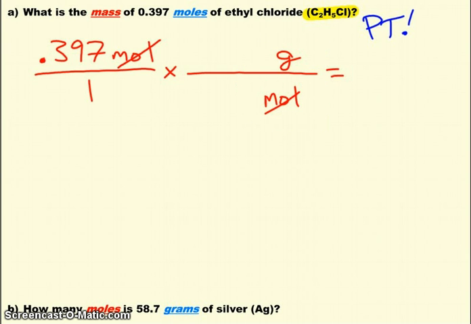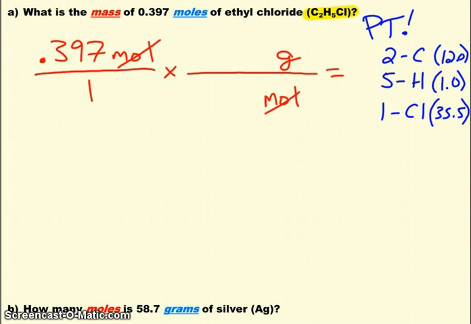So on the periodic table, I've got 2 carbons. They're each 12.0. I've got 5 hydrogens, which are each 1.0. And I've got 1 chlorine, which is 35.5. So when I add that all up, it's 64.5 grams per mole. So when I put that in my conversion factor, the 64.5 goes by the grams, and that's per 1 mole. Every time we use the periodic table for molar mass, that is 1 mole.